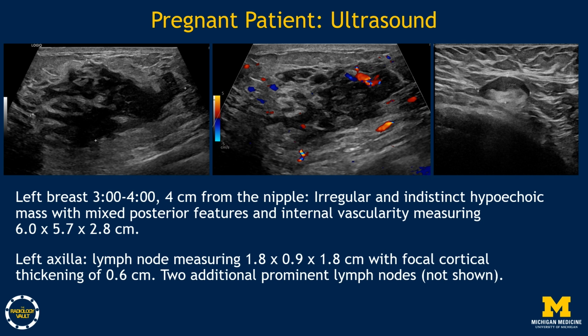This is an example of a pregnant patient where the ultrasound of the left breast at 3 to 4 o'clock, 4 centimeters from the nipple at the area of concern, showed an irregular and indistinct hypoechoic mass with internal vascularity that measured up to 6 centimeters. The left axilla showed this prominent lymph node with focal cortical thickening of 0.6 centimeters, or 6 millimeters, and there were 2 additional prominent lymph nodes that are not shown.